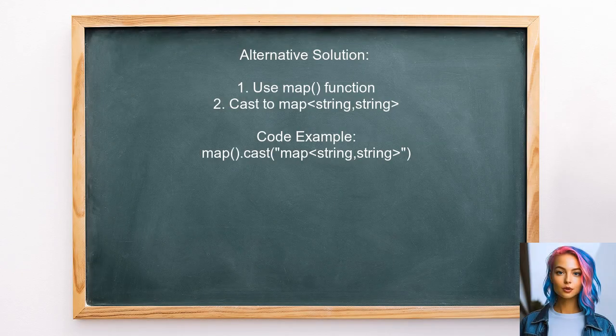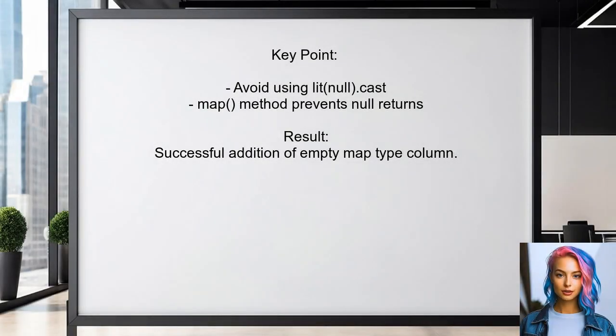An alternative approach to adding an empty map type column to a data frame is to use the map function. The user suggests using map followed by casting it to a map of string keys and string values. The user notes that using lit(null).cast was not effective because it returned null when combined with non-empty maps. Their method worked well without this issue.